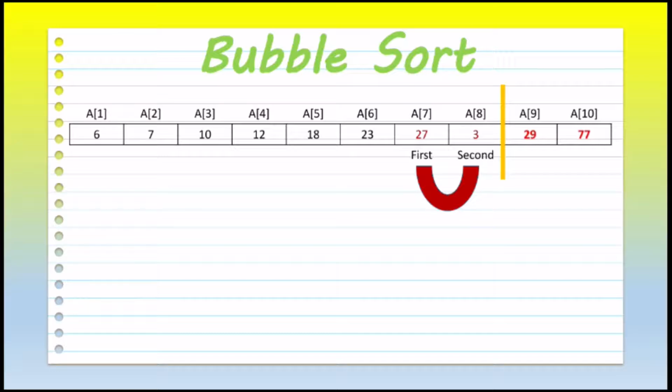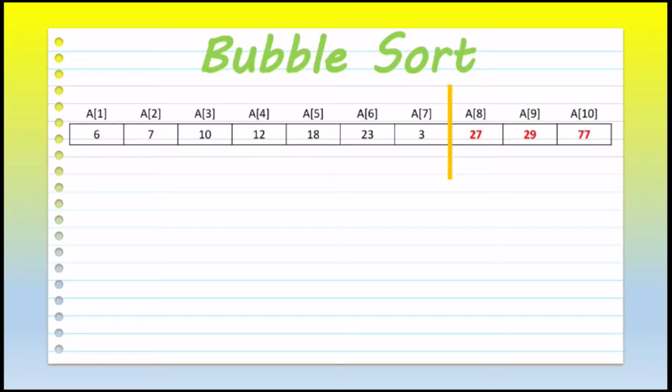3. So 27 is greater than 3. Yes, the condition is true. That means we have to exchange the elements. So 3 will come to the 7th position and 27 will go to the 8th position. So after 7 comparisons, we have got the third maximum element, which is on the 8th position. So after the third pass, we will get the third maximum element which is in sorted order.